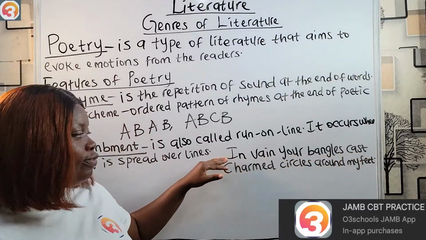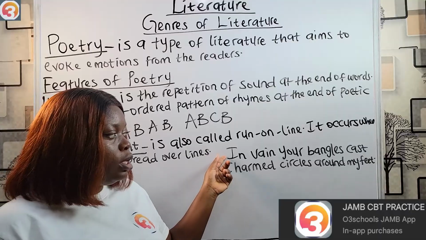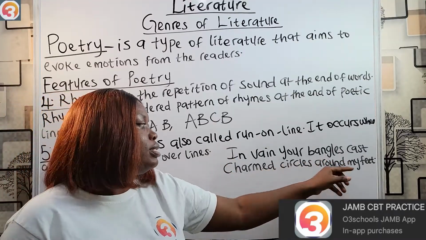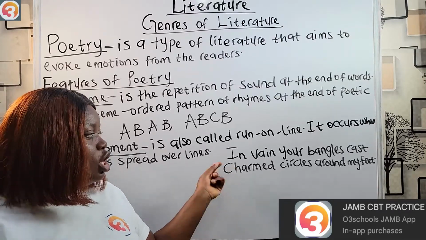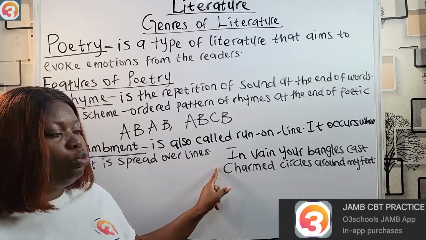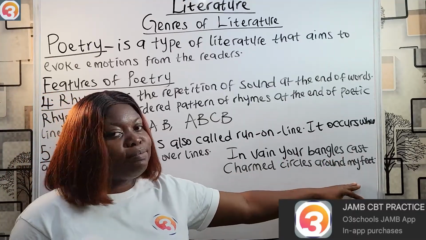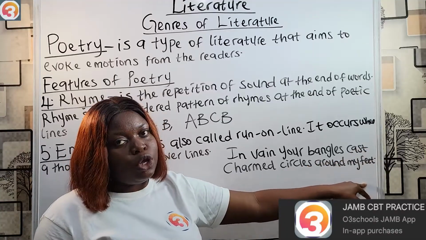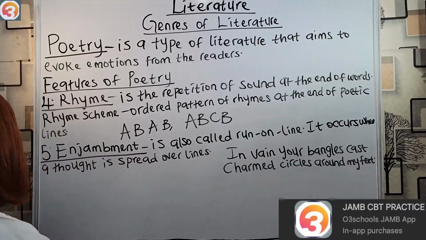On its own, this first line is not really expressing anything. You cannot really fully get where the poet is going or what the poet is talking about. So he decides to go to the next line to complete the sentence. Because if you read out these two, it will make perfect sense: In vain, your bangles cast charm circles around my feet. But the poet decided to spread the thought over two lines, so we refer to it as enjambment. Poets use it a lot.